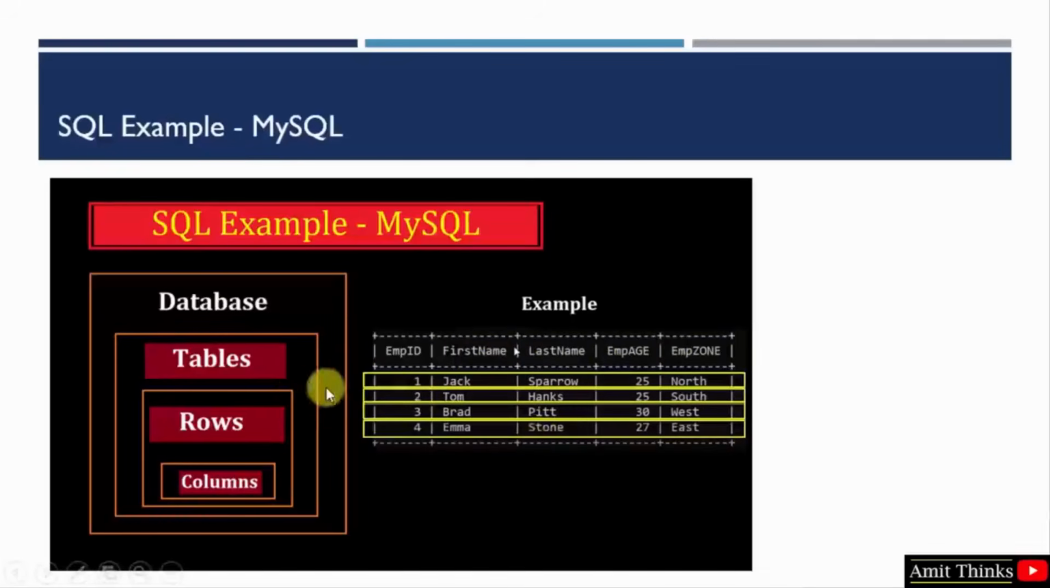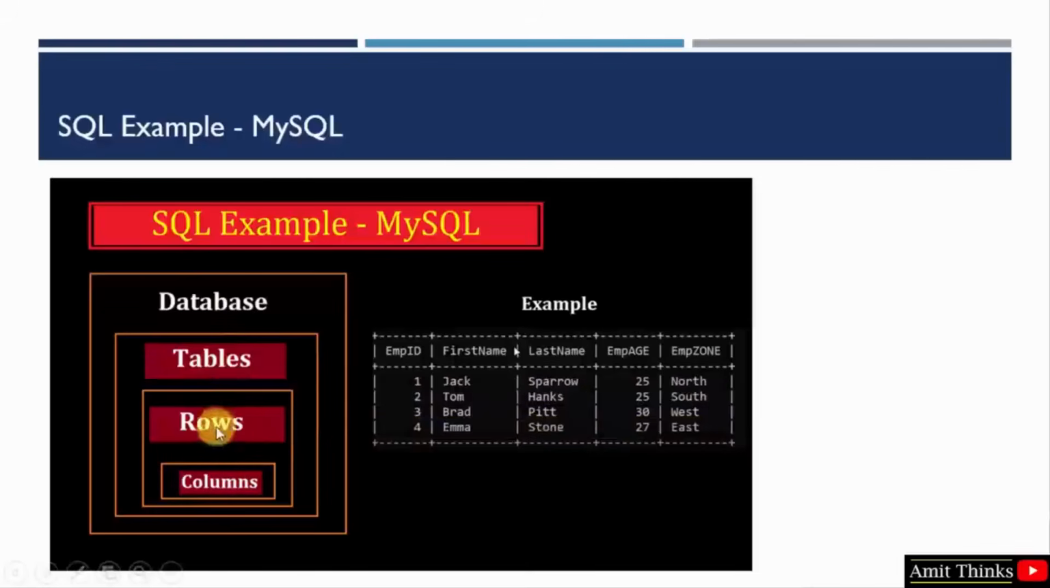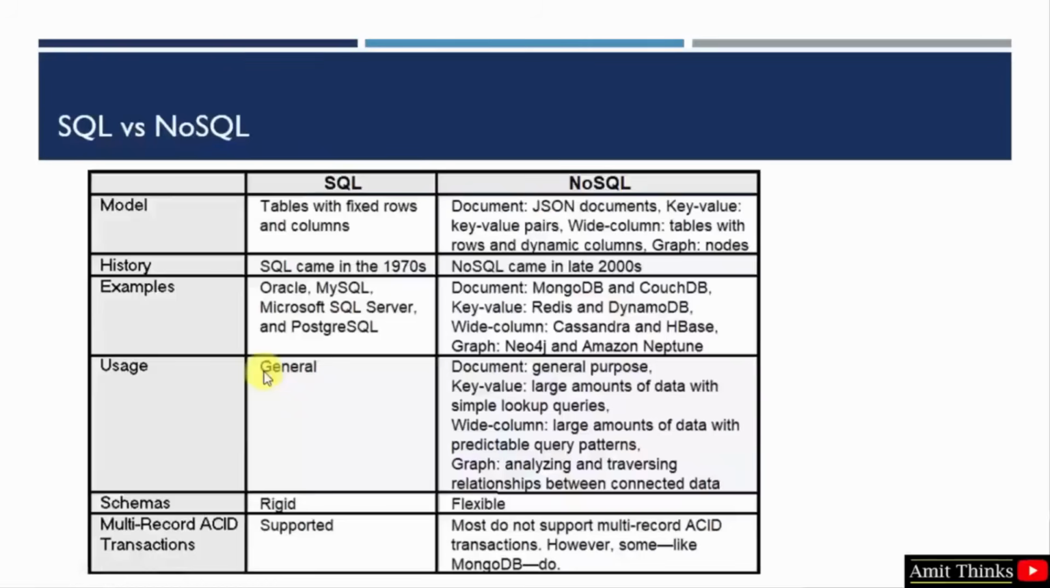Okay, so as I told you, tables are having rows and columns, and a database is having a collection of tables. So this is what we call SQL. That is, as I told you, tables with fixed rows and columns is what we call a model for SQL. That is a relational model.